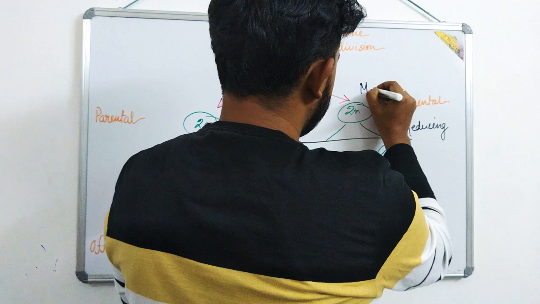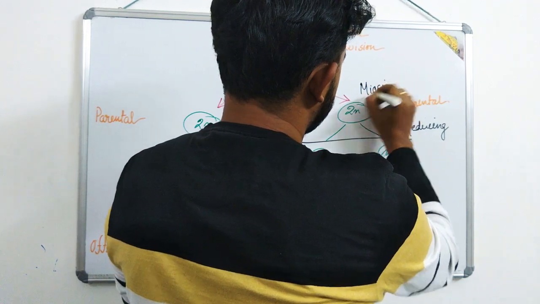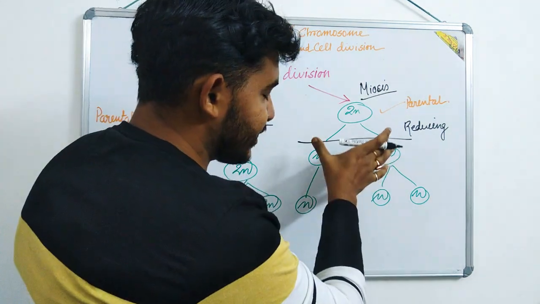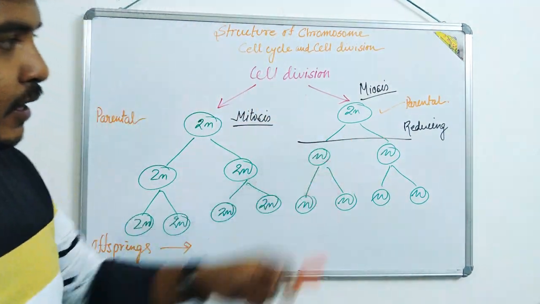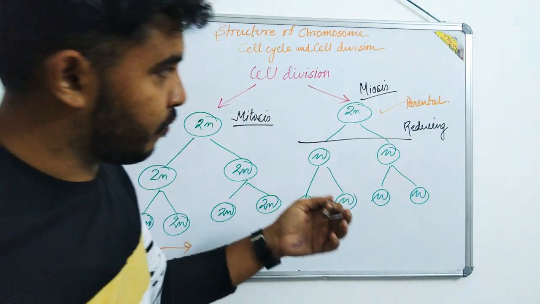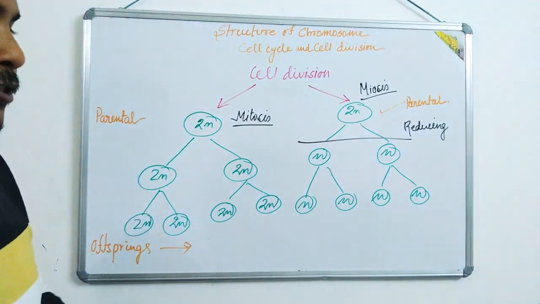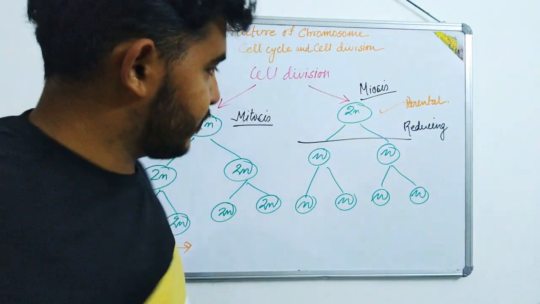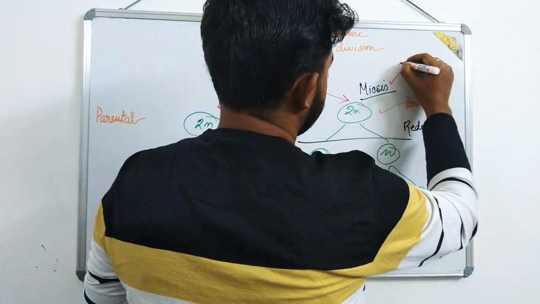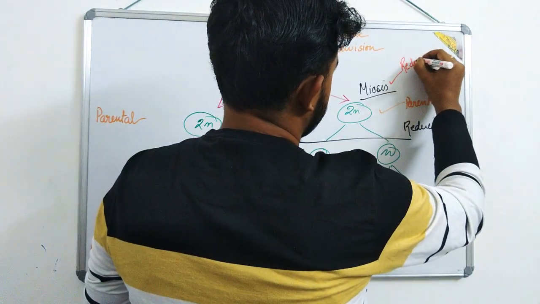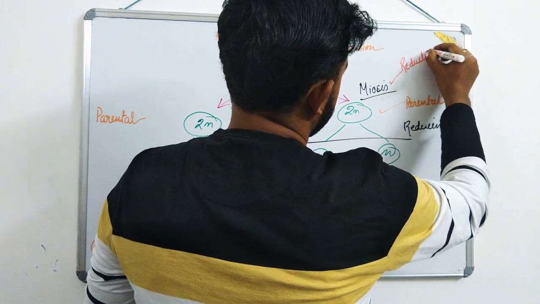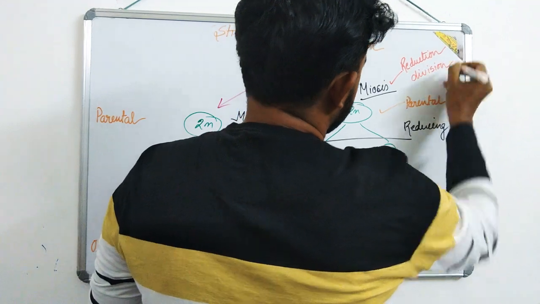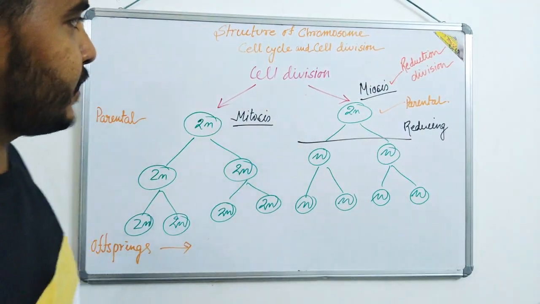You know, it is meiosis. As the number of chromosomes is getting reduced in meiosis, hence it is called reduction division. This meiosis is called reduction division. Okay, that's it.